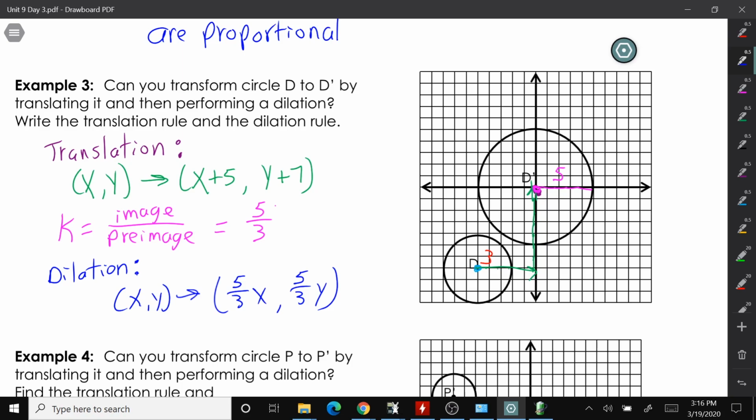Okay, what I want you to do is pause the video, try example 4 the same way we did example 3 up here, and then once you're done, unpause the video so you can check your answer.